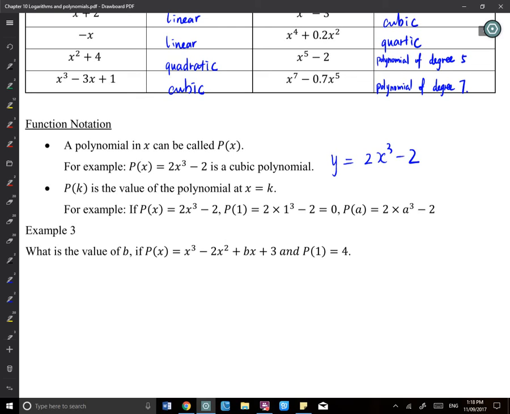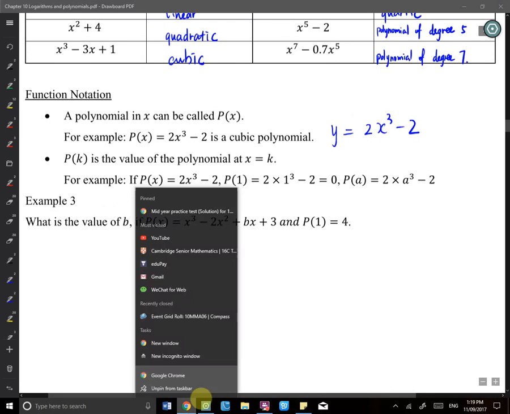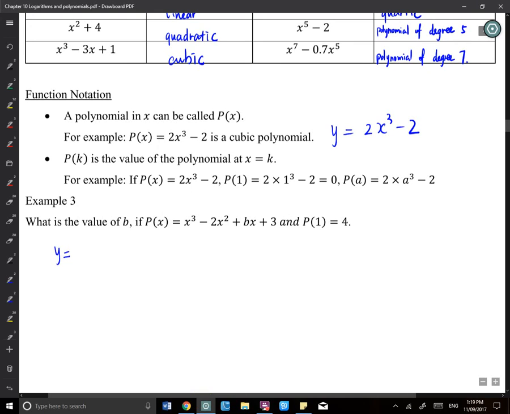So P(k) is the value. What's the good thing about P(x)? Let's say we have y equals x plus 2. We want to substitute x equals 1. When x equals 1, y equals 1 plus 2, and y equals 3.